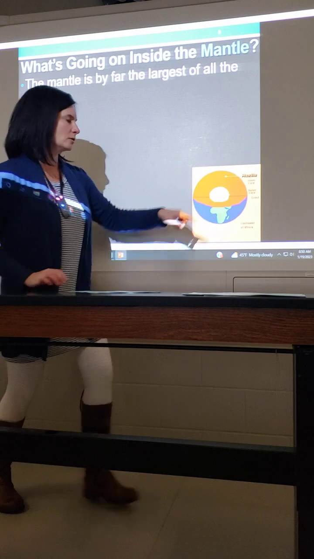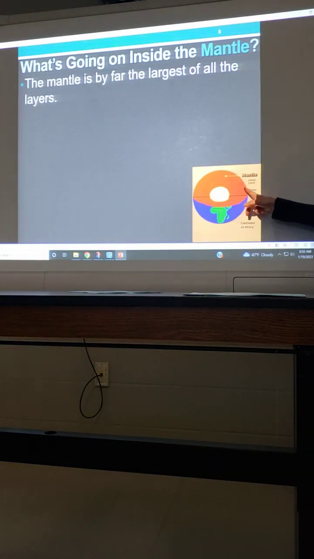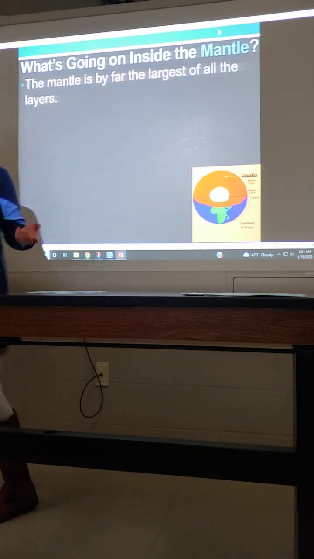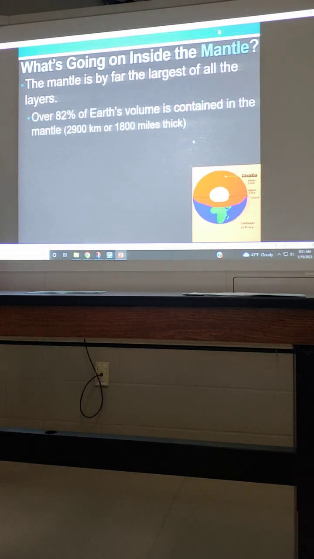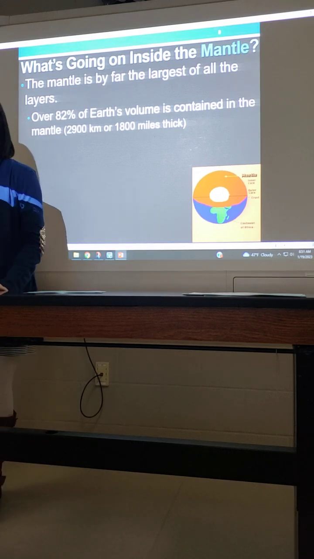All right, so the mantle is by far going to be the largest of the layers. If you look at this little cross section or diagram, you can't even see the crust. It's just a very thin shell or line. The mantle is super, super thick. It's about 70 or 80% of the entire volume of our Earth. It is about 1,800 miles thick. It'd be like driving from here to Las Vegas.